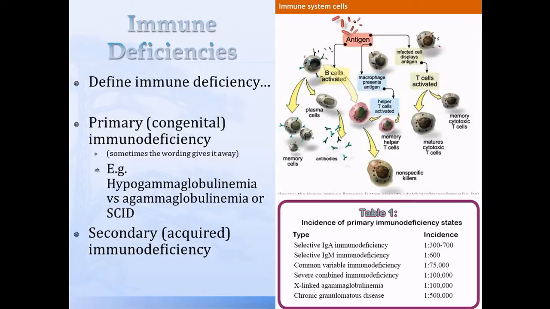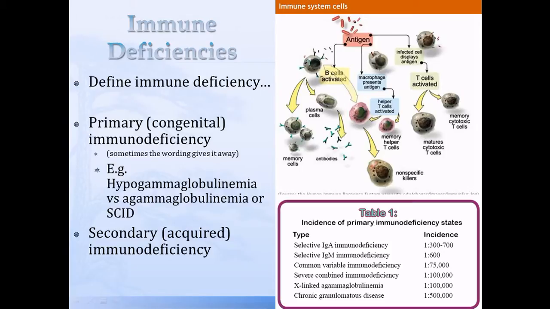There are two major groups. You've got the primary, which are congenital, which means that you're born with it, or you have secondary, which means you've acquired it. HIV is a good example of secondary. People get it out in the real world. Whereas with the primaries, you're born with this defect or this problem.